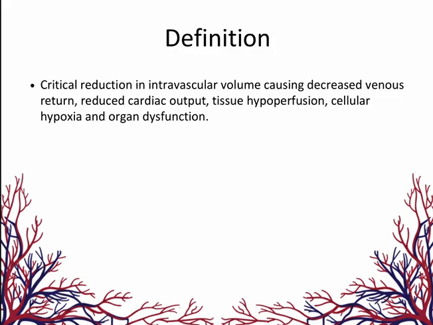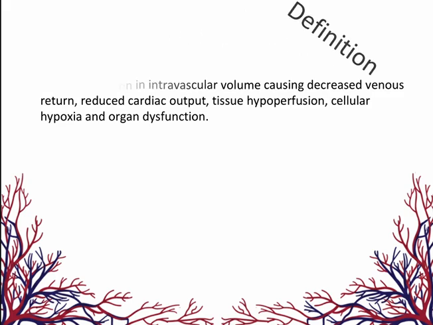In this, there is an intravascular volume loss, which leads to a decrease in the venous return to the heart, and that leads to a decrease in the output. Therefore, the blood reaching the tissue decreases.